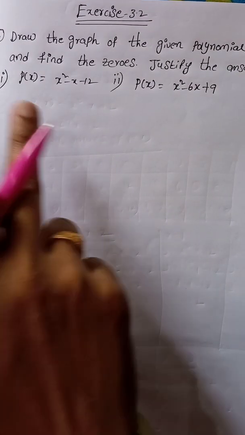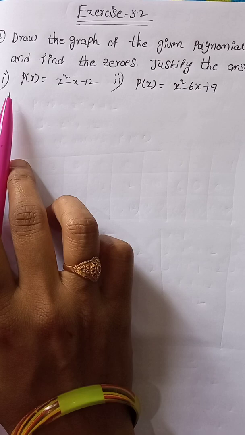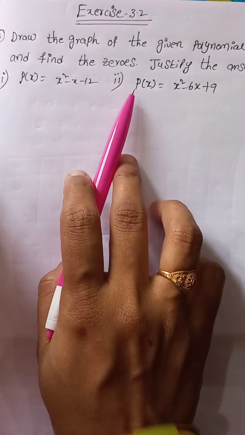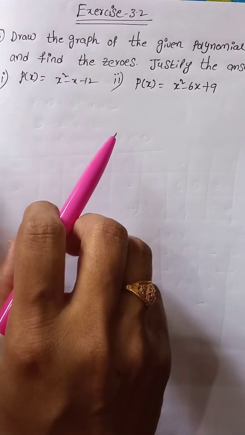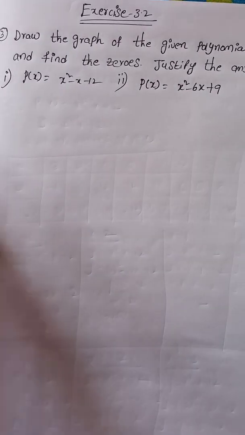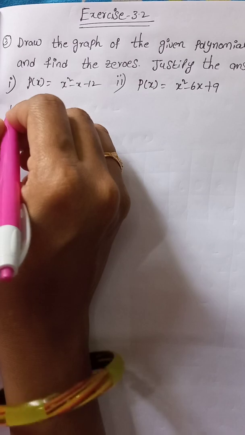Okay, children, I will explain these problems in two methods. The first problem I will explain in one way, the second problem in the second method. You can follow whichever of these two methods you feel comfortable with. Now let's move on to the first problem.